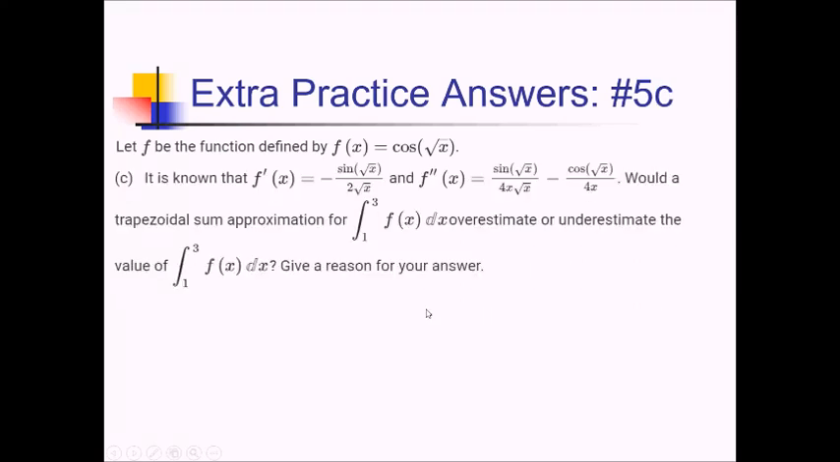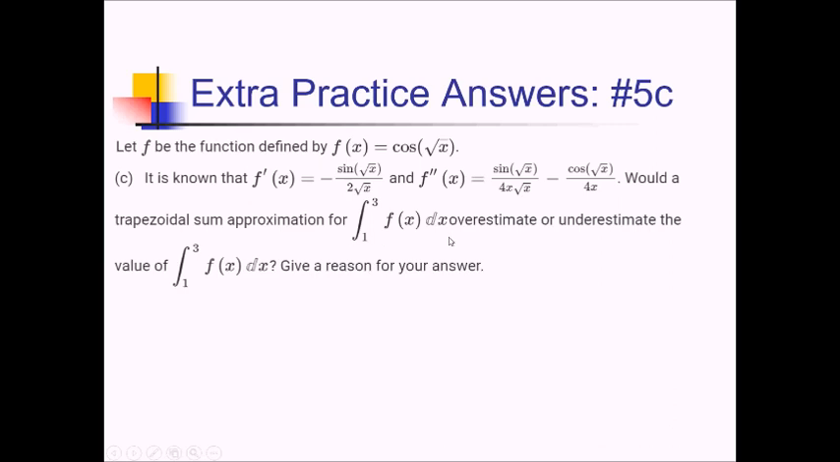For this problem part here, it is known that f prime of x equals this craziness, and f double prime of x equals, well, this is even more crazy. We want to know if a trapezoidal approximation for this, like the one we found in part B, would over or underestimate the true value, and give a reason. Okay, so there's a lot of ways to do this. I mean, since it's a calculator problem, you could take the integral of this thing from 1 to 3 and see what happens and compare it to your answer. But that's not really a rigorous way of doing this.